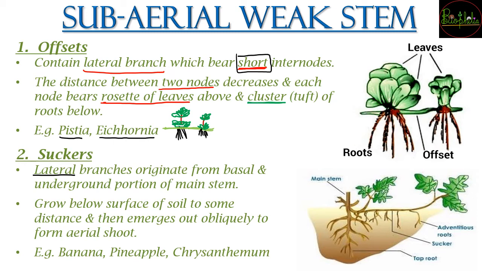So it is also a case of lateral branches coming from the basal and the underground portion of the stem, and it will grow below the surface of the soil. So जैसे offsets के जो branches थे, these are going to be seen above the ground, or generally these are found in water. So वो water surface के पास में मिलेंगे, but suckers are going to be seen in the soil. So inside the soil, these are also going to go into the soil, and they will come out of the soil obliquely, and then they will form an aerial shoot.